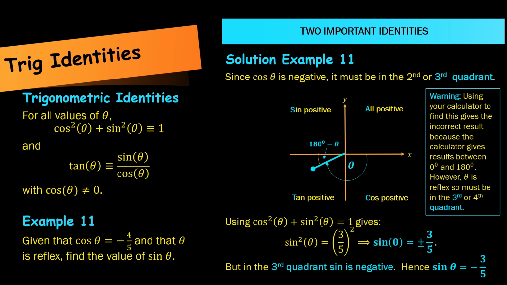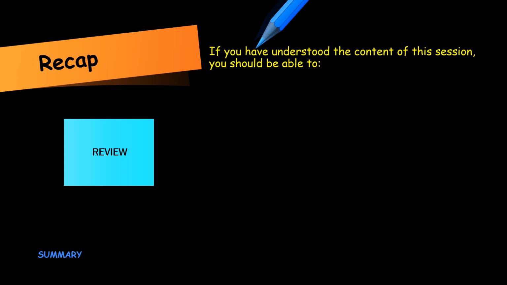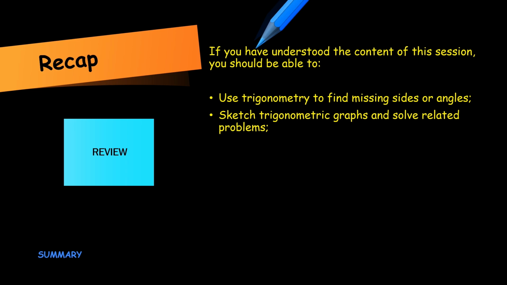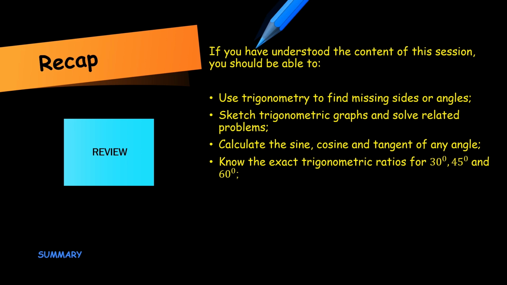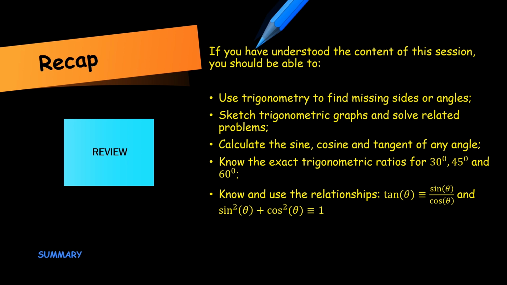This brings us to the end of this session. If you have understood its contents, you should be able to use trigonometry to find missing sides or angles, sketch trigonometric graphs and solve related problems, calculate the sine, cosine and tangent of any angle, know the exact trigonometric ratios for 30 degrees, 45 degrees and 60 degrees, know and use the relationships tan equals sine over cos and sine squared plus cos squared equals 1, and solve equations in sine, cos or tan.